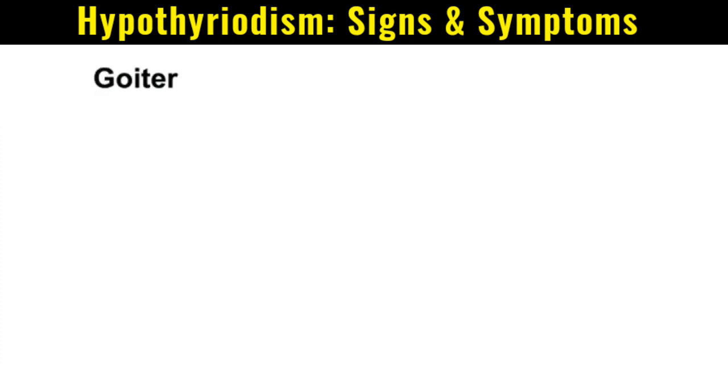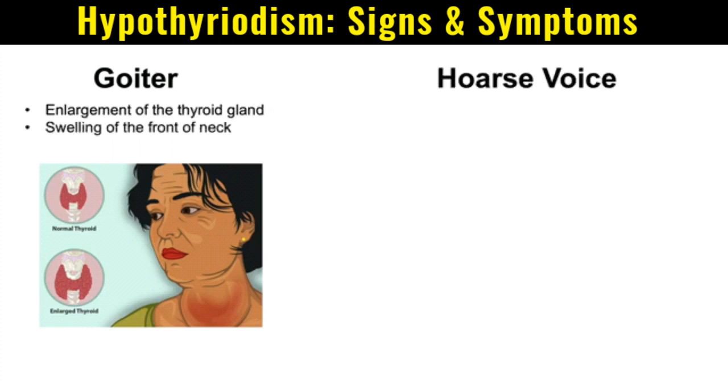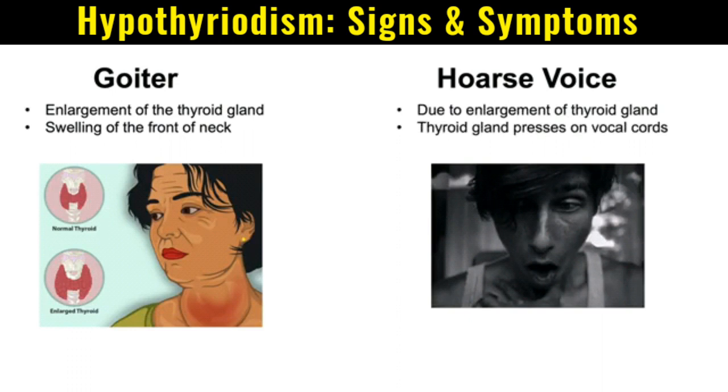You can also see issues with goiter. So goiter is an enlarged thyroid gland. So you can see in some individuals a very swollen neck. So again, swelling of the front of the neck. And then we can also see a hoarse voice in some cases of hypothyroidism. So this is often due to the enlargement of the thyroid gland, where it actually starts to compress vocal cords.